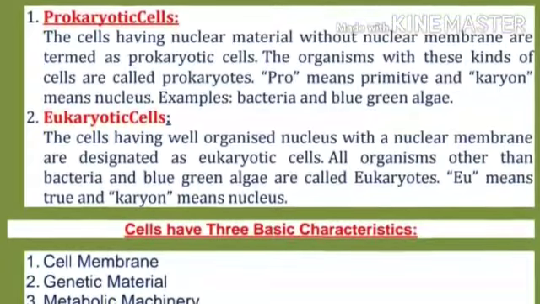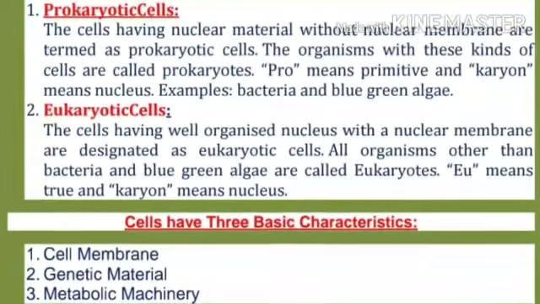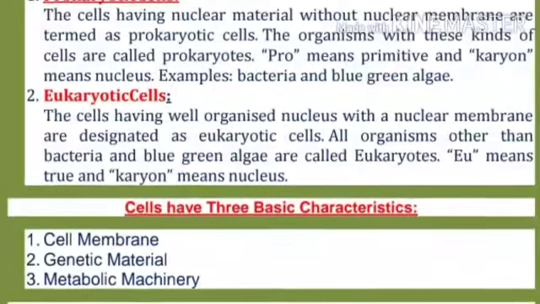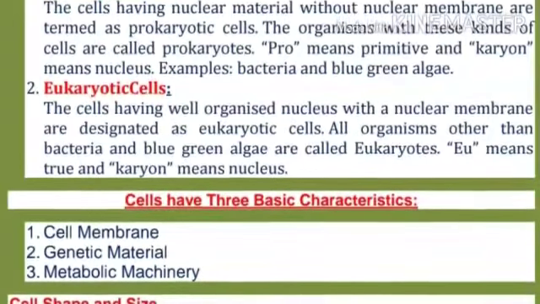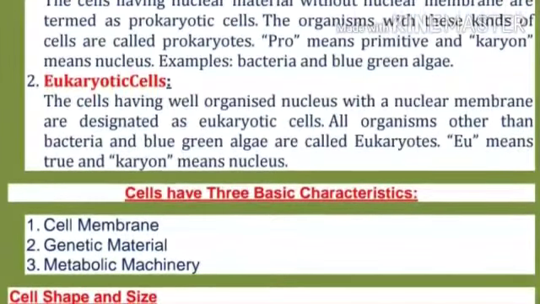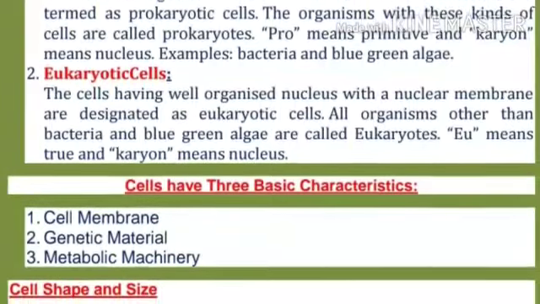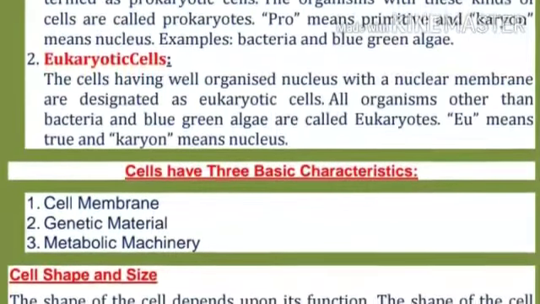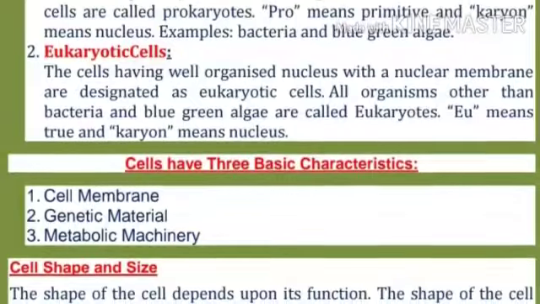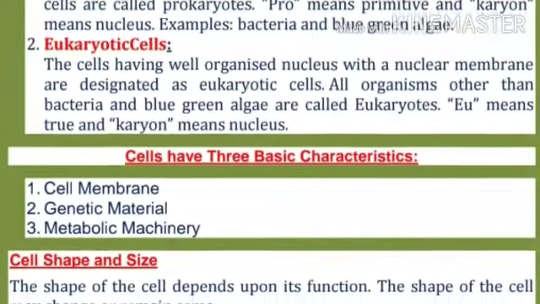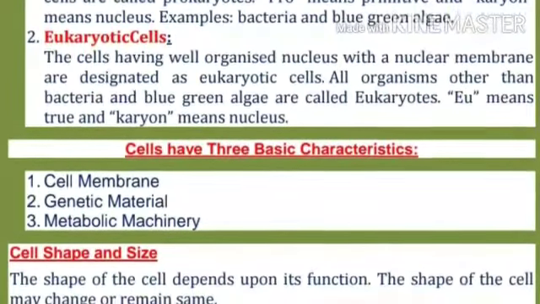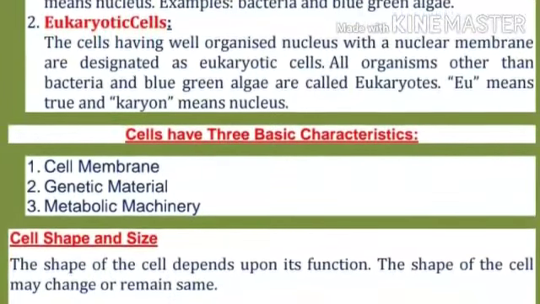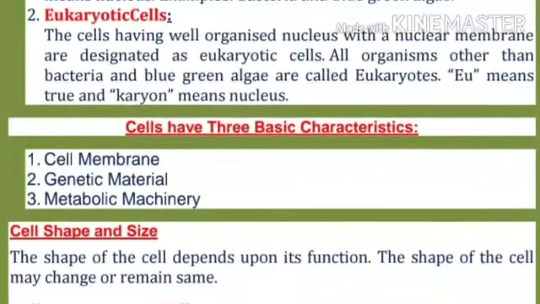Eukaryotic cells: the cells having a well-organized nucleus with a nuclear membrane are designated as eukaryotic cells. All organisms other than bacteria and blue-green algae are called eukaryotes. Eu means true and karyon means nucleus. It means having a true nucleus. Cells have three basic characteristics: cell membrane, genetic material, metabolic machinery, etc.